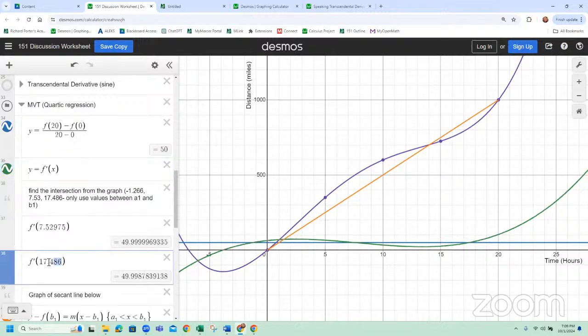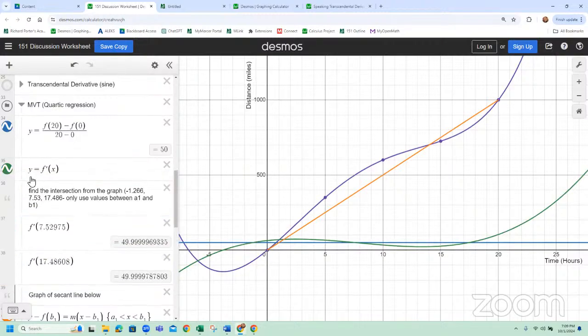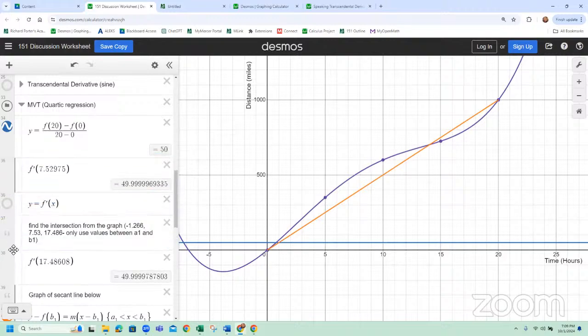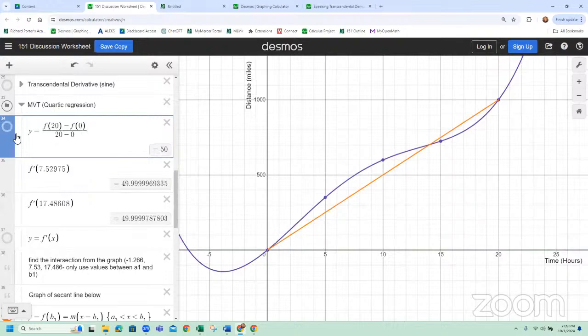Put that over there. And then I want to take the derivative of those two. You see what I get when I take the derivative of those? I get 50. All right. So what I need to see, I don't need to see, I can turn off this one. And all I need to see is that those are all equal to 50. The average rate of change is equal to the instantaneous rate of change at those 2 points.